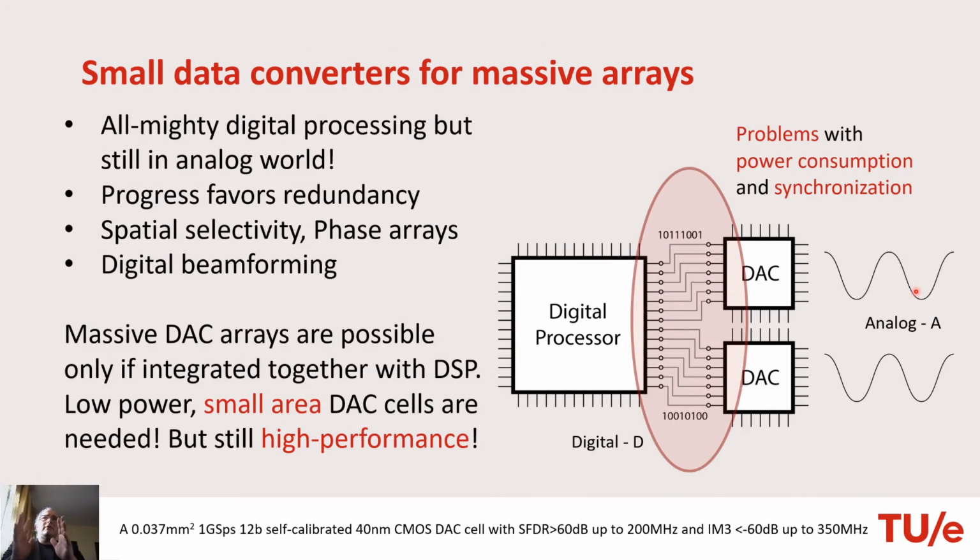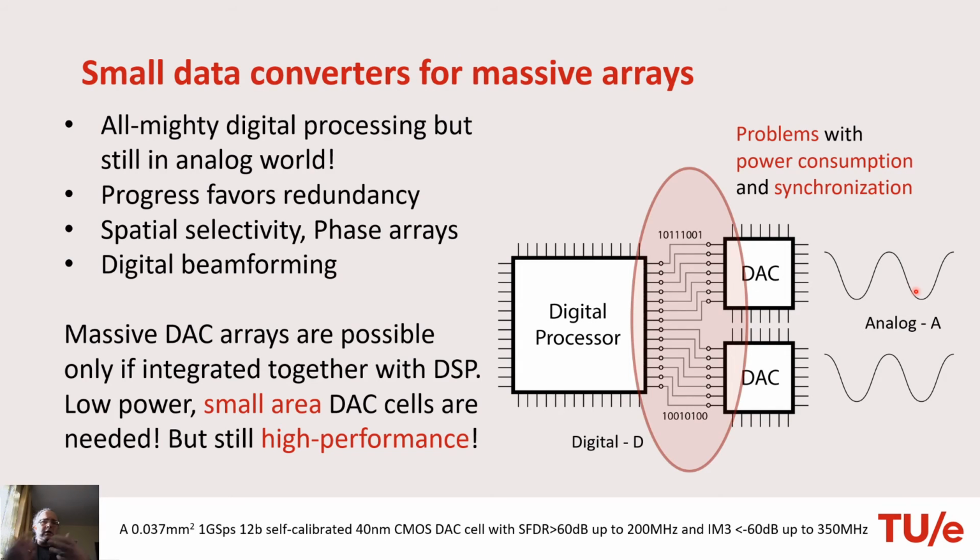So it's all about small data converters which will enable massive arrays. And the motivation for this is that today we have a lot of processing power in the digital domain, but the world that we live in is still analog. And unavoidably we need the conversion from digital to analog in order to benefit from the advantages of the digital domain. And we want to do more.